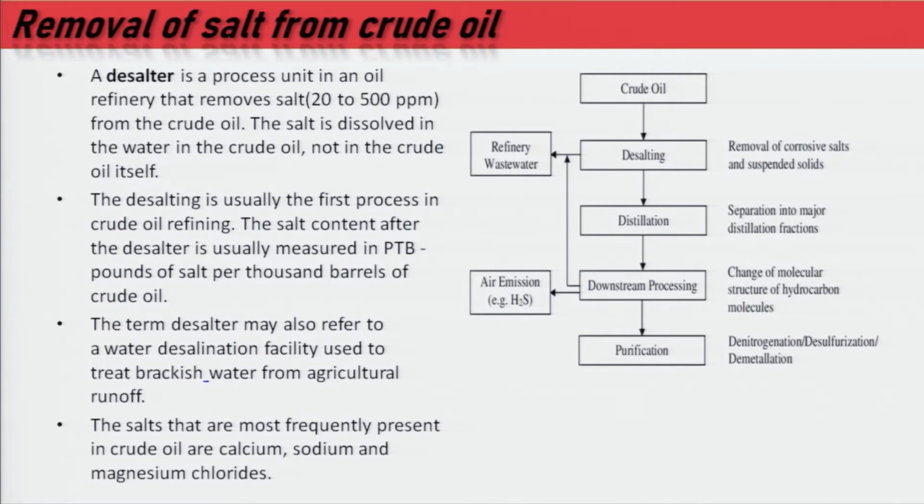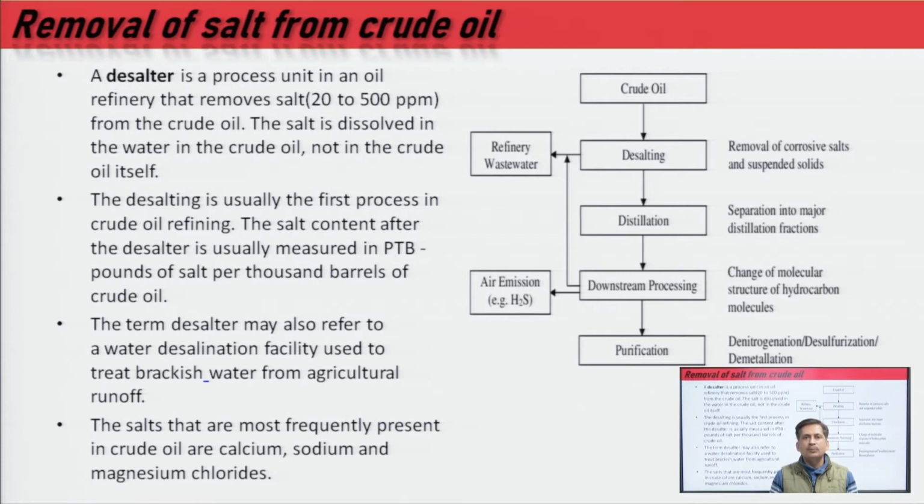The salt is dissolved in the water in the crude oil, not in the crude oil itself. The desalting is usually the first process in crude oil refining. So, first of all in refining, we remove the salt found in the crude oil. The salt content after the desalter is usually measured in ppb, pounds of salt per 1000 barrels of crude oil. The term desalter may also refer to a water desalination facility used to treat brackish water from agriculture runoff.